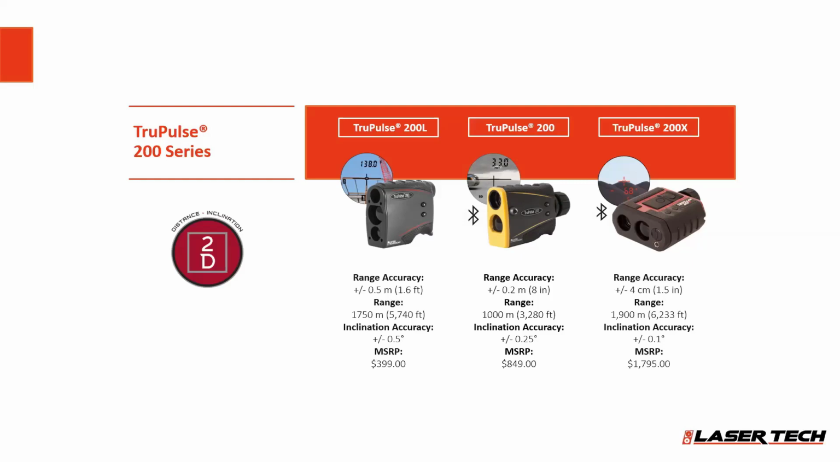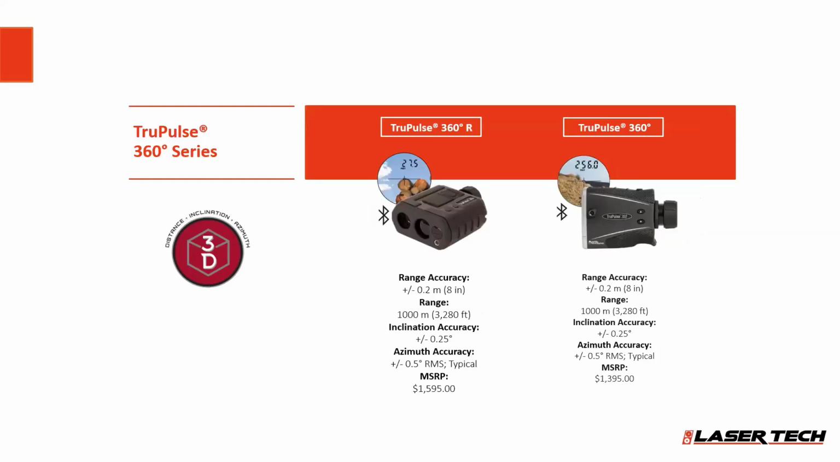When the compass sensor is built in, we call that the TruPulse 360 model. With the 360 model, you can see here we've got two different models. The TruPulse 360R is our ruggedized waterproof unit, and it's more like a horizontal housing, or a binocular style housing. That's the only difference between the two units. The specifications are the same. Again, we have increased the range accuracy, but also on this unit with the compass, we were able to increase the accuracy. It was plus or minus a degree. Now we're down to 0.5 degree.